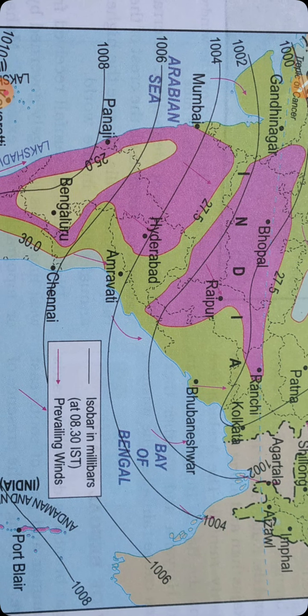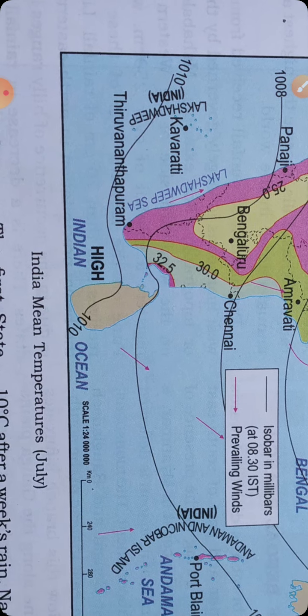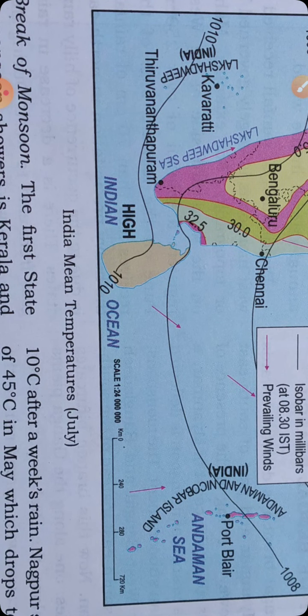Here, the black lines, I have told you, are isobars. What are isobars? Isobars are lines joining the places which have the same atmospheric pressure. So these lines show places that have the same atmospheric pressure at 8:30 Indian Standard Time. This has been recorded in the morning time. Prevailing winds are shown by these purple arrows, which you can keep in mind. So this map you have to go through.